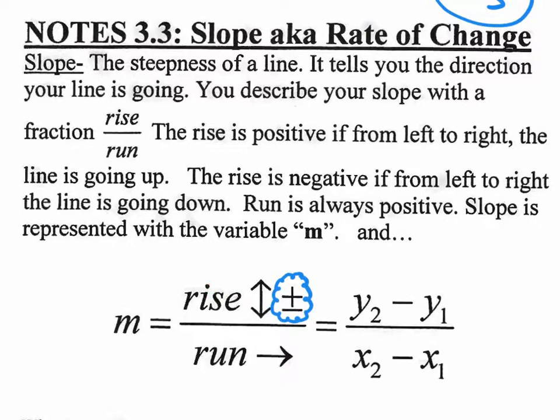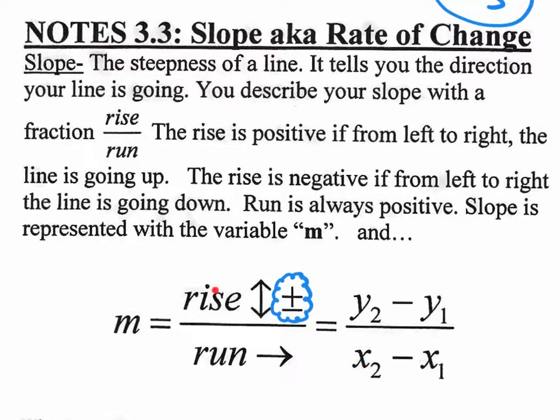Okay, so the rise could be going up or it could be going down. If it's going up, it's positive. If it's going down, it's negative. But the run, we're always going to look at from left to right, so we're always going to look at it as positive. And the formula, which we're going to have to memorize later on, and what I mean by later on is in a couple of minutes, y2 minus y1 over x2 minus x1.